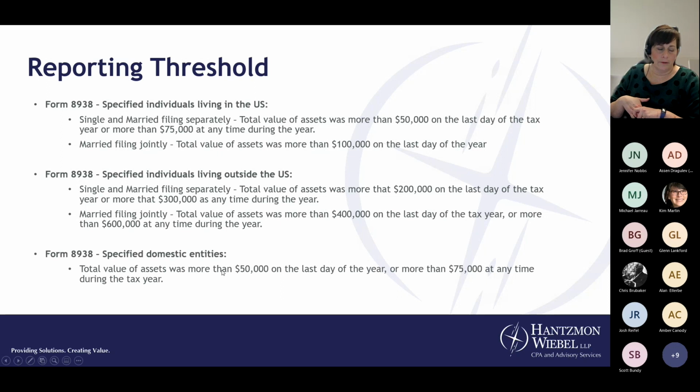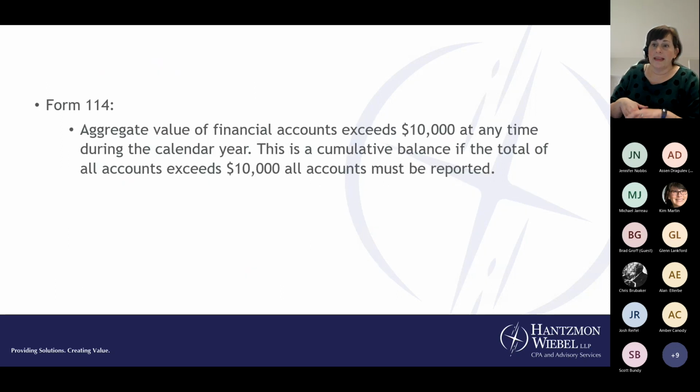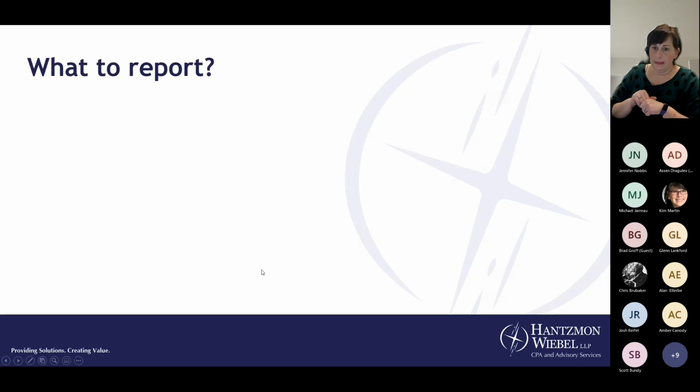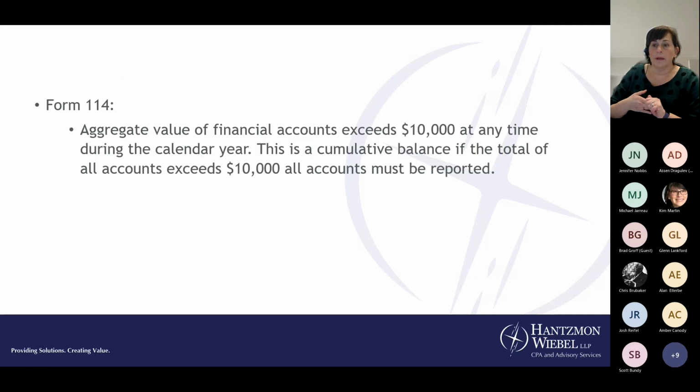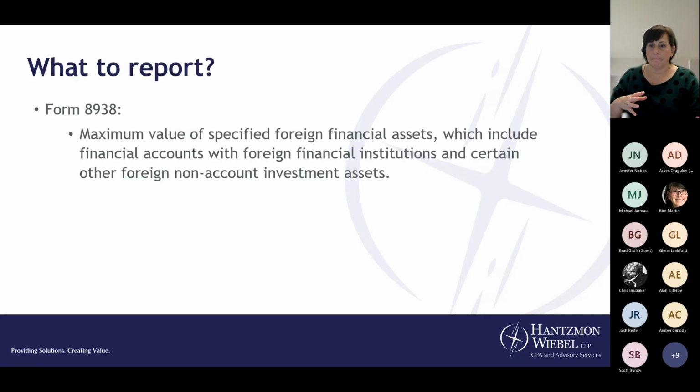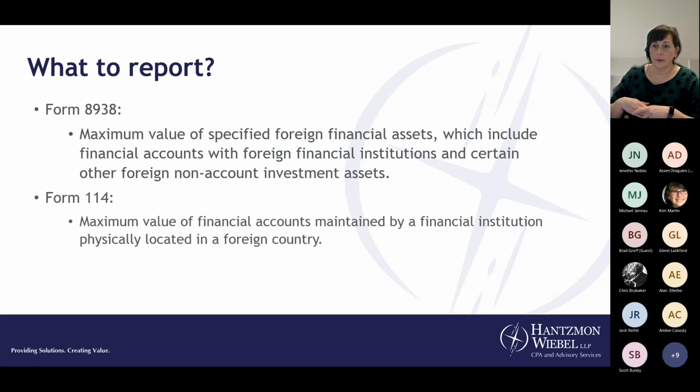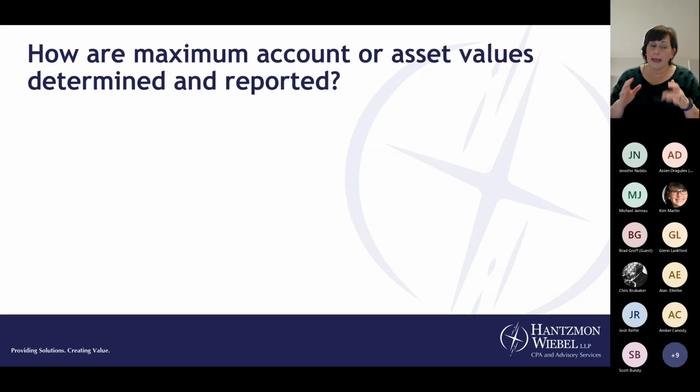For the FBAR, it is required when the aggregate value of financial accounts exceeds $10,000 at any time during the calendar year. With both of the forms, you're going to report the maximum value of the account during the year. So you're not just looking at the value at the end of the year. If they do have an account, you need to find out what the highest value was. And the accounts are valued using whatever that maximum value is. And if that's in foreign currency, then you're going to use the US dollar exchange rate at the end of the taxable year.